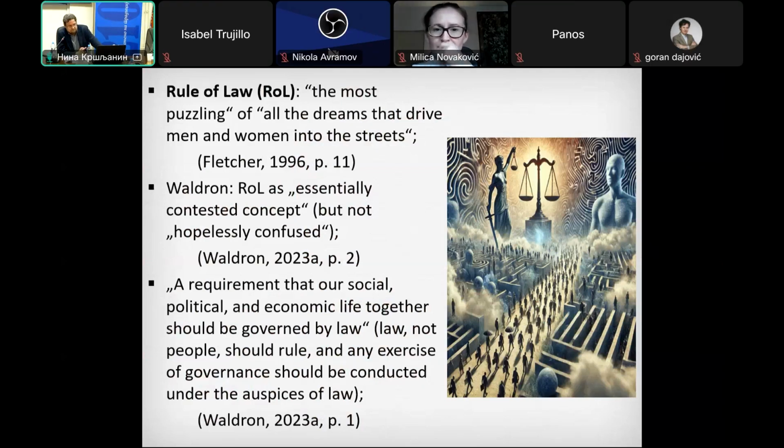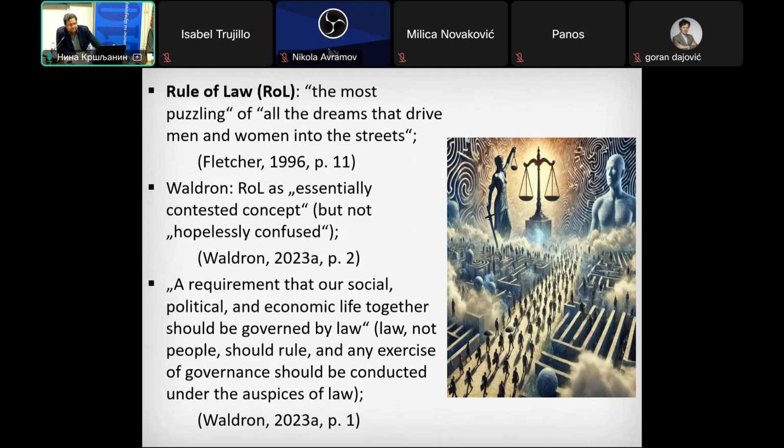First, I will briefly explain some of the main points of his understanding of the rule of law and give some remarks regarding the concept of the rule of law in general. And then I will analyze some of the issues of AI application from the perspective of Jeremy Waldron's theory of the rule of law.